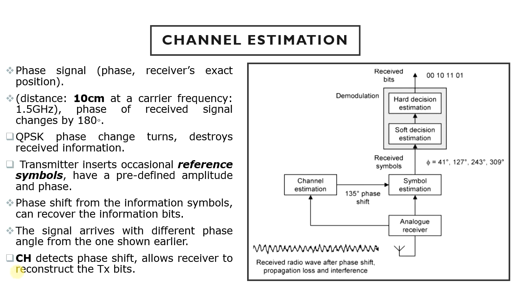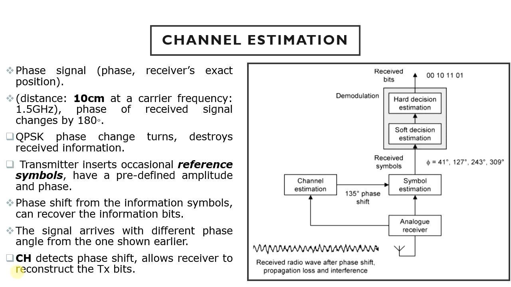To deal with this problem, the transmitter inserts occasional reference symbols into the data stream which have a predefined amplitude and phase. In the receiver, a channel estimation function measures the reference symbols, compares them with the ones transmitted and estimates the phase shift that the air interface introduced. It can then remove this phase shift from the information symbol and can recover the information bits.